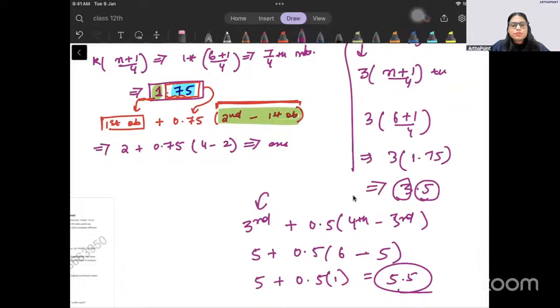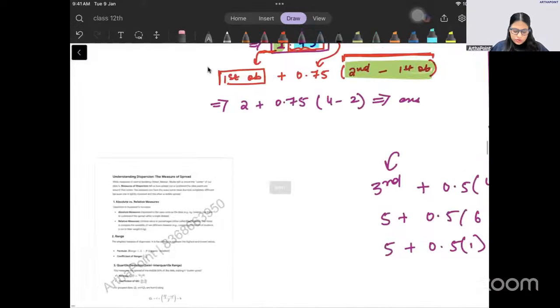Is it clear now? I hope this is clear. Whatever you get here, whatever comes from 3 into 1.75, you just use that to solve. Okay, so I hope now it is clear.